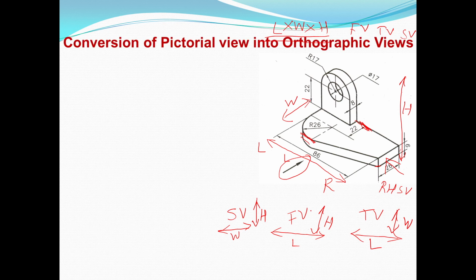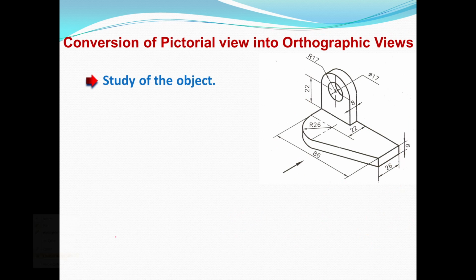We'll see the steps one by one. The first step is to study the object. Study the object means study where the dimensions are exactly given. You can see here the 86 dimension is given. From which point? From this point up to here. This is the maximum length you can see here. From this point up to this point, the maximum length is given as 86.